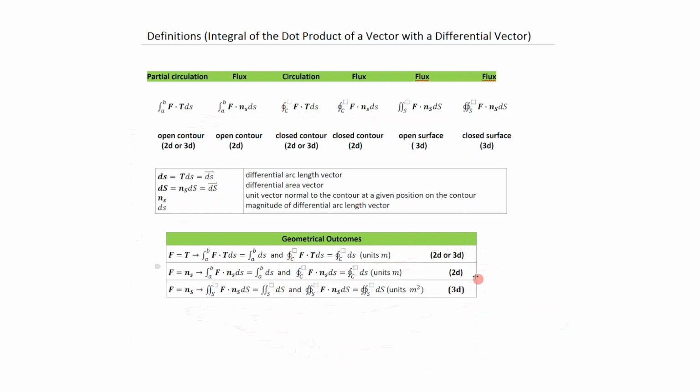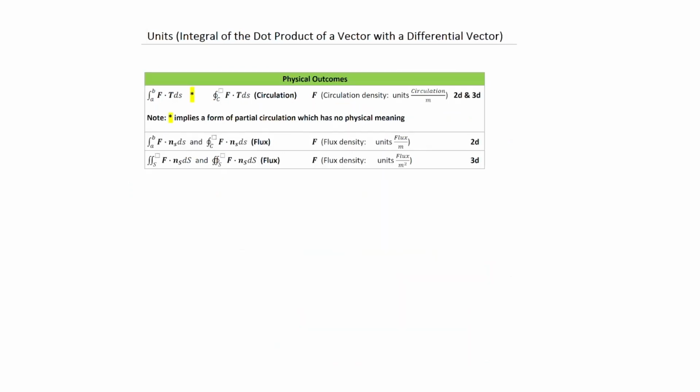But when we're dealing with 2D and we're looking at flux, the flux formulation, or basically integrating, letting f be n s, then this can only apply in the 2D case. All right, let's look at it in terms of physical outputs. Let's say f represents something in particular.